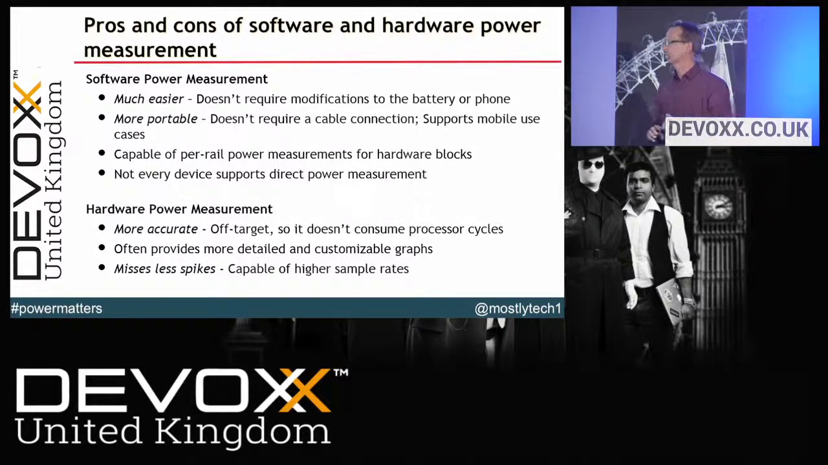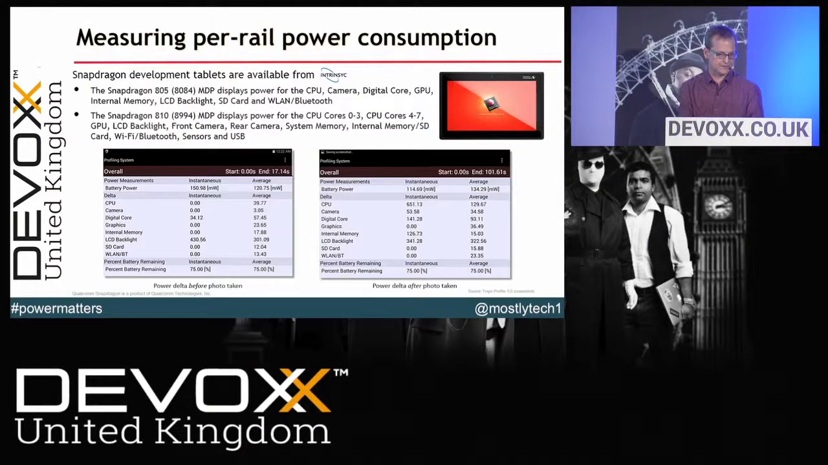And also, there's some really nice graphing that you're going to get. Another significant advantage is hardware has a higher sampling rate. For example, a Monsoon samples at 5,000 samples a second versus software like Trepn that samples at 100 samples a second. So those are some of the pros and cons of each. They both have their place. We talked about per rail, something that is a nice advantage. Of course, you can do it with hardware too, but it's much more difficult to do.